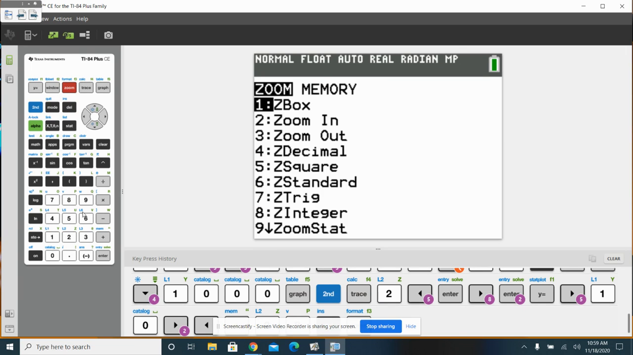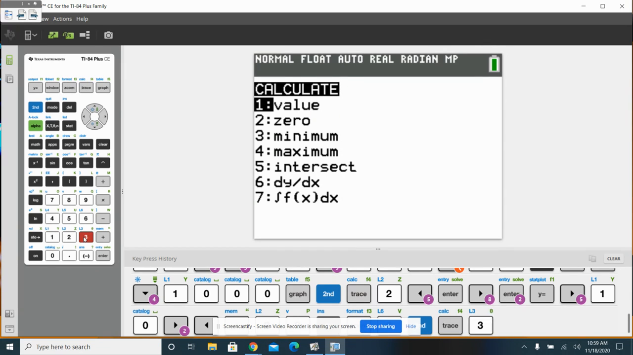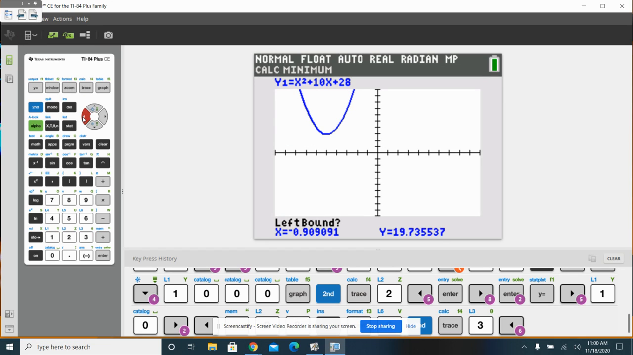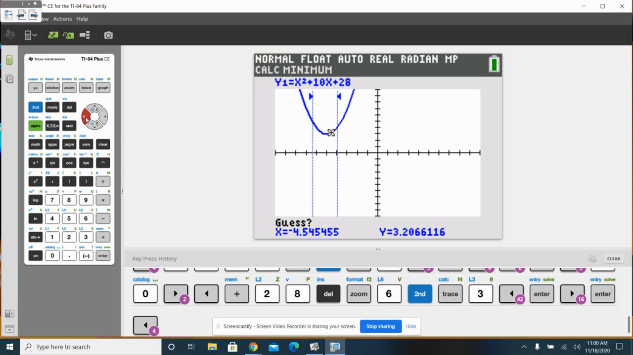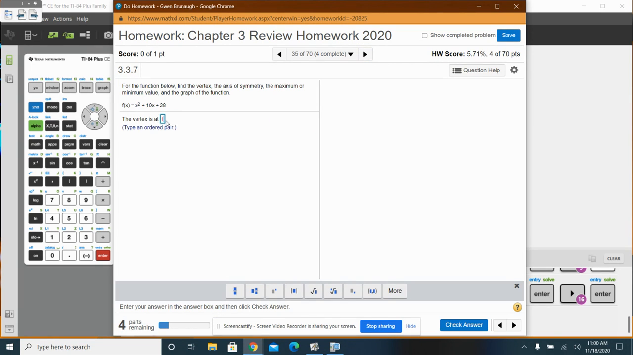So I'm going to do a zoom 6 this time. They want to know what that point is. So you will do second, calculate, and it's a minimum, which is 3. You'll hit the left arrow until you're on the left side of it. You'll hit the right arrow until you're on the right side. And then a little guess. And it's -5, 3. So my vertex we get from using my calculator is -5, 3.